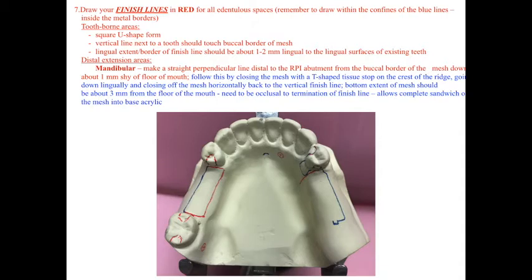On the distal retention area, there is a maxilla and mandible part. This is a mandible, so you just need to look at the mandible. It says to make a straight perpendicular line distal to the RPI abutment. So that will be the straight line here. Remember, it should be a straight, perpendicular line. I saw some of you draw a finish line like this. That was not ideal. I mentioned that in class, but I want to mention it again. Why do we need a finish line?